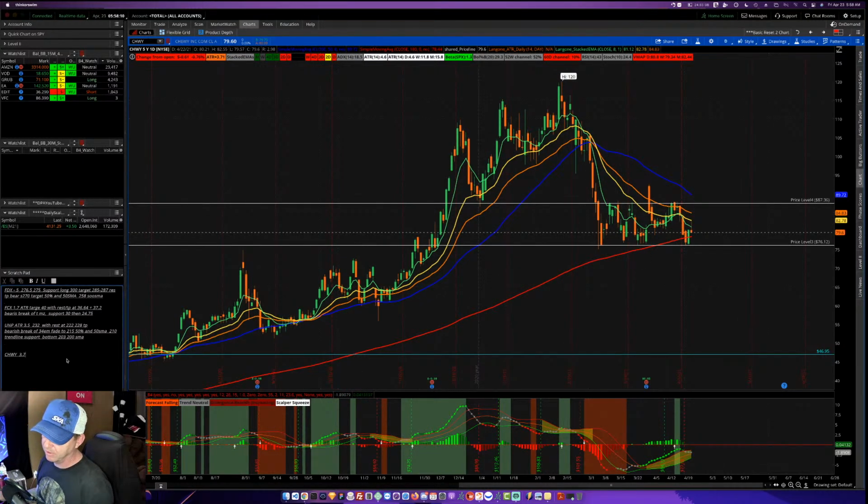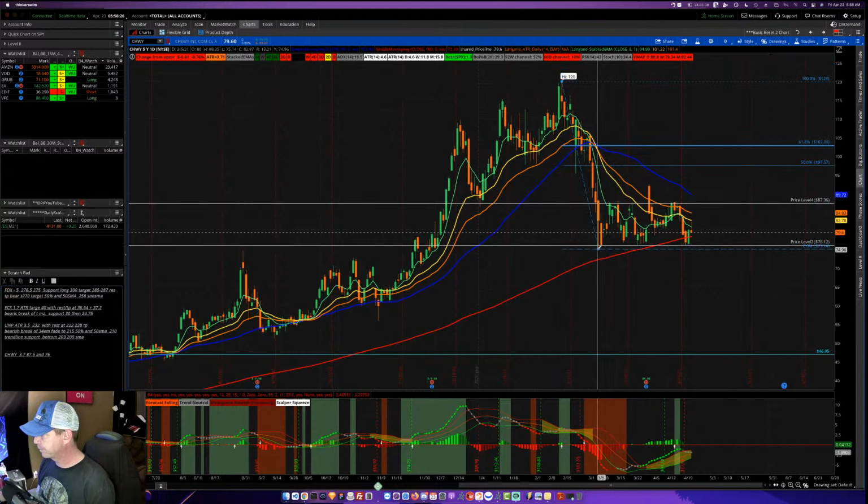If you're interested in playing Chewy, key levels are 87.5 and 76. Fibonacci, just for giggles. Yeah, so we'd need to break. We really need to get cleaned up a little bit for Chewy.